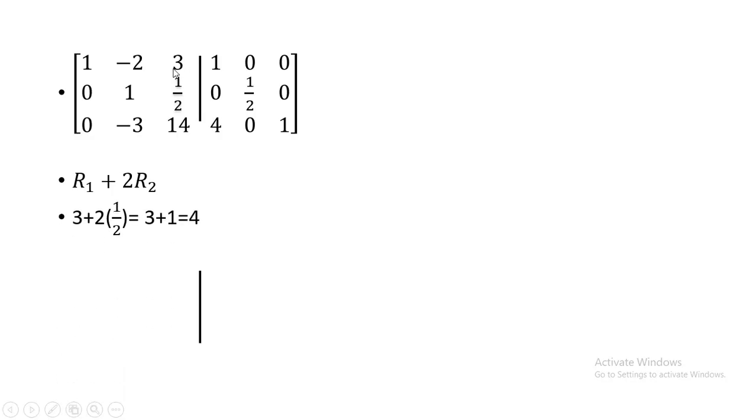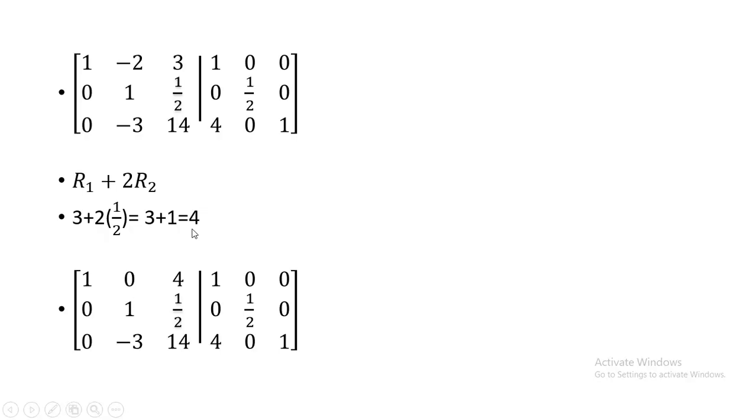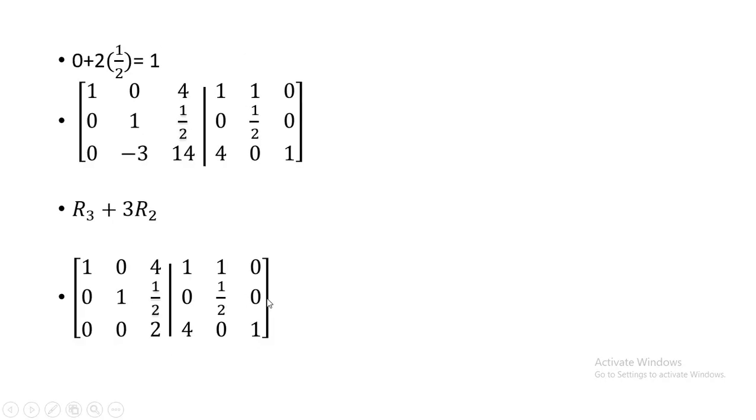And for this number, 3 plus 2 times 1 by 2 is equal to 3 plus 1, that is equal to 4. So this is how it is done. Now you can see 1 0 0 0 1 4 1 by 2 minus 3 14. This part I have written as it is. I will be performing the operation here.